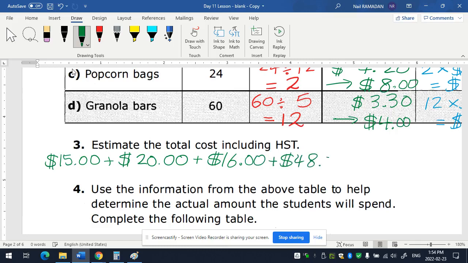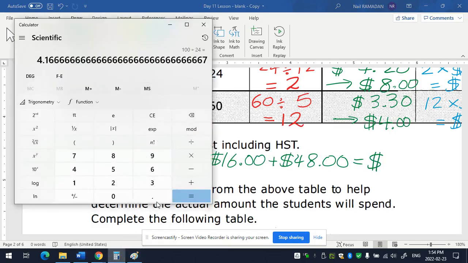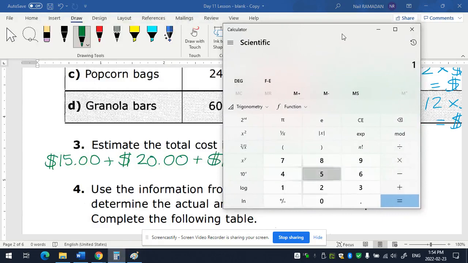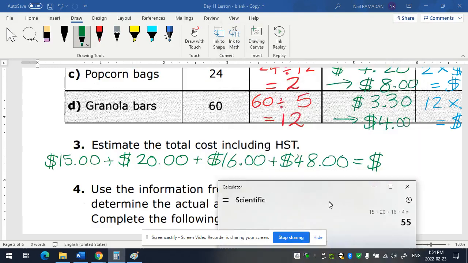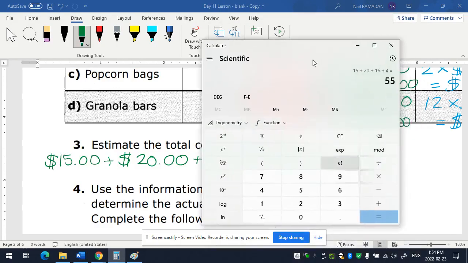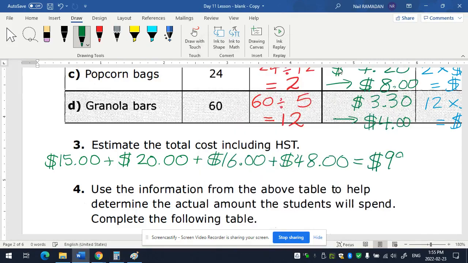Plus 16 for the popcorn, plus the granola bars, 48. All right. How much money before tax should we get? 15 plus 20 plus 16 plus 48. $55. Does that make sense? That doesn't make sense. I made a mistake. It's way too low. Maybe I did 4 instead of 48. Okay, 99 bucks. Yes. Good.